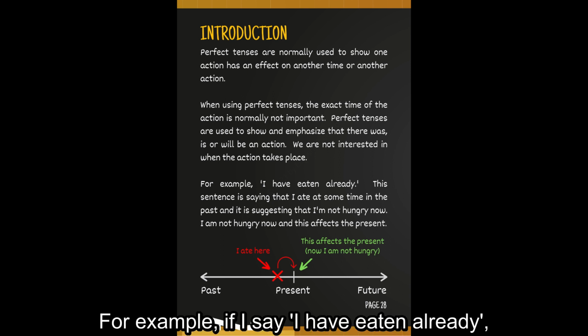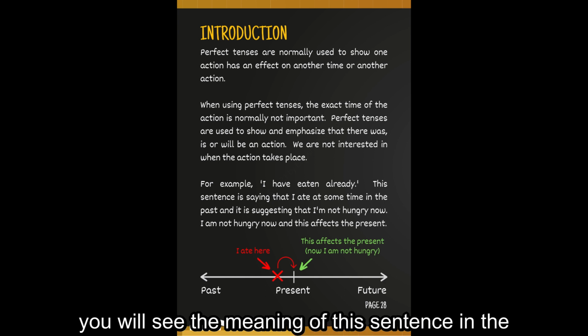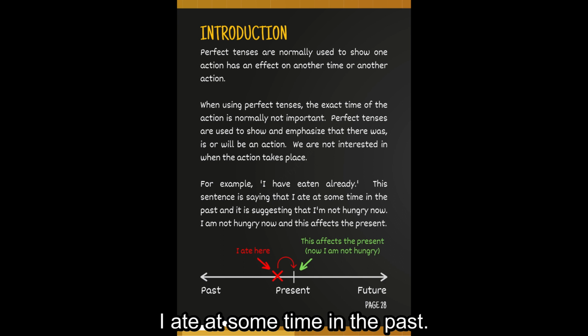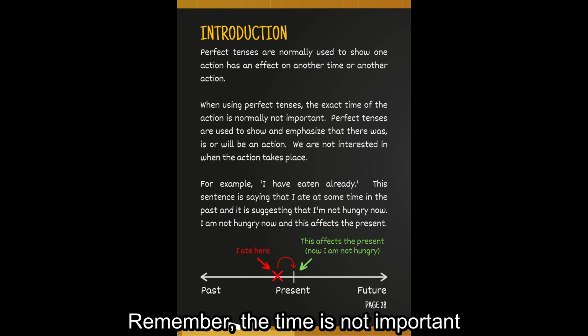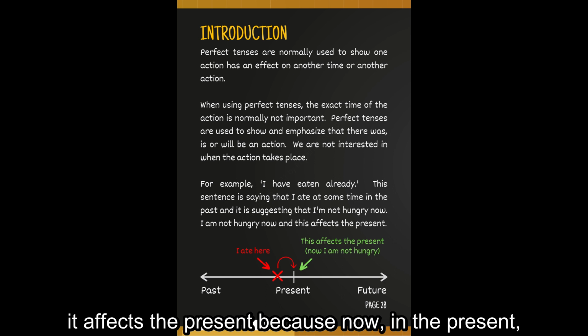For example, if I say I have eaten already, a present perfect sentence, you will see the meaning of this sentence in the timeline at the bottom of the page. I ate at some time in the past. Remember, the time is not important. And because I ate at some time in the past, it affects the present because now, in the present, I am not hungry.